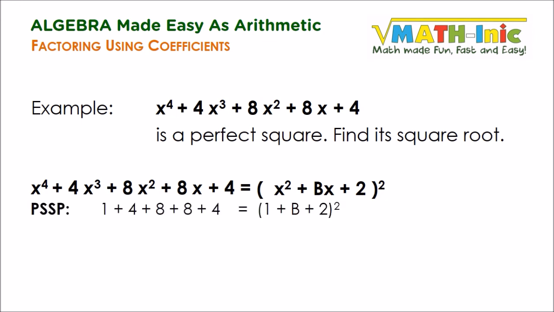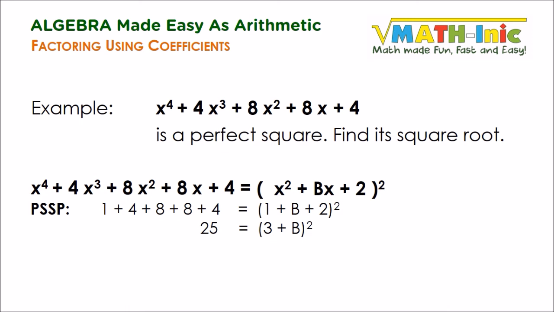Let's write it like this. We add the coefficients of the left-hand side. We have 1 plus 4 plus 8 plus 8 plus 4, and that would be equal to the square of 1 plus b plus 2. 1 plus 4 plus 8 plus 8 plus 4 is equal to 25. 1 plus b plus 2 can be simplified into 3 plus b, so that's 3 plus b squared. 25 is 3 plus b squared.